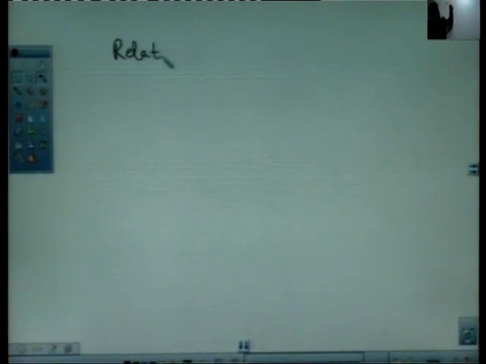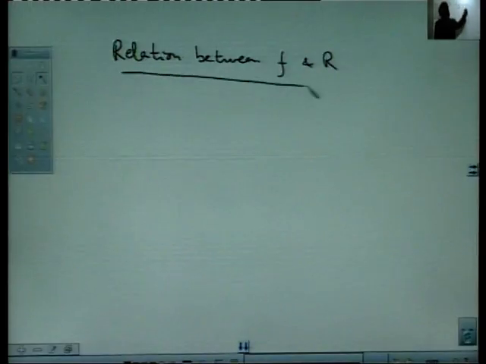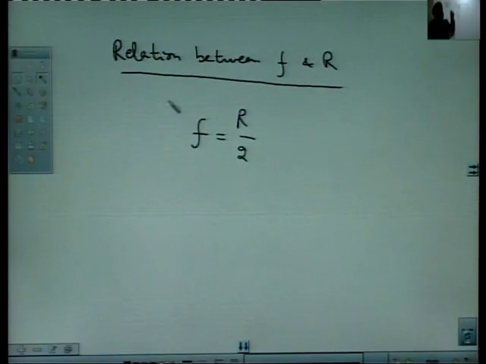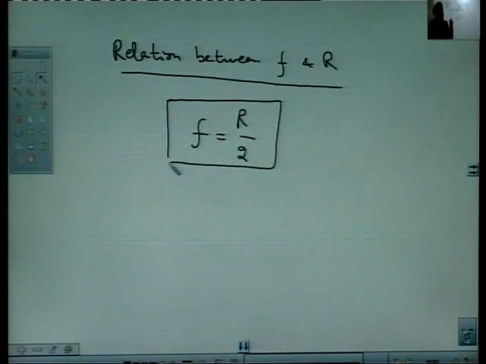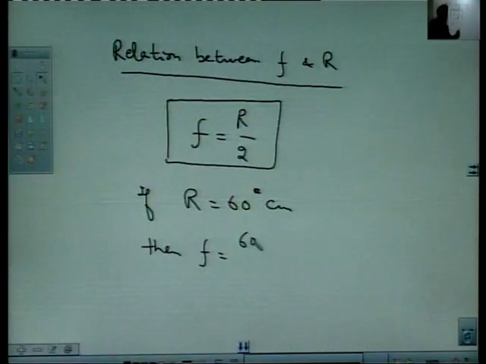There is an important relation between f and r, which can be derived and proved geometrically. f is equal to r by 2. Focal length is half of radius of curvature, exactly half. If r is equal to 60 centimeter, then focal length will be 60 over 2, that is equal to 30 centimeter.